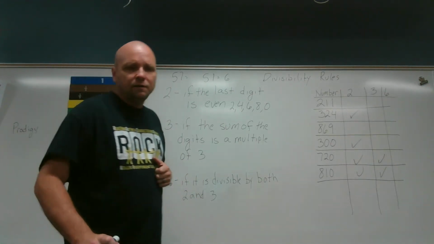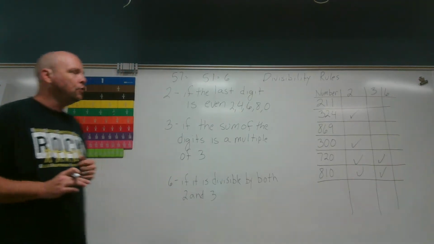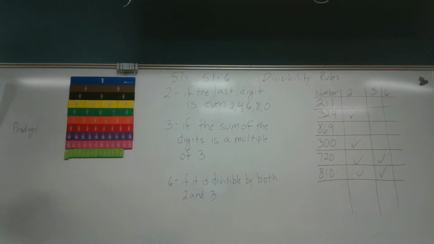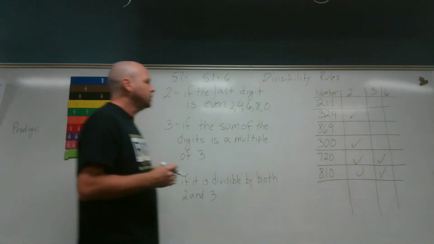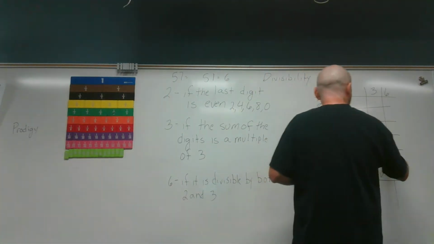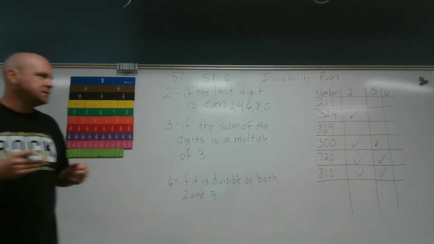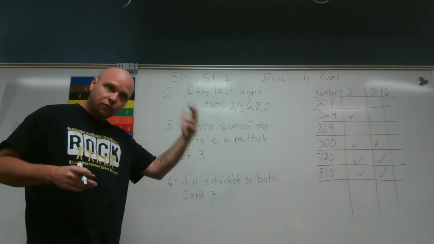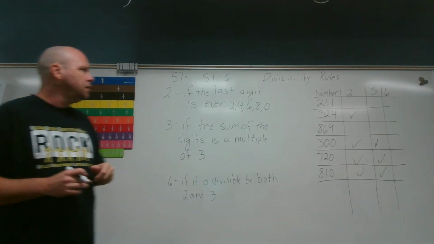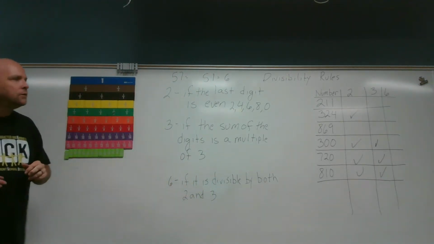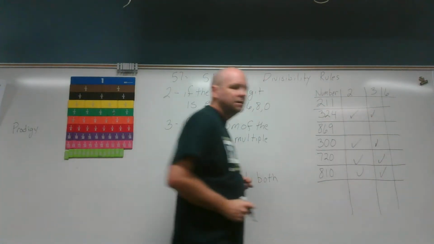Izzy is not here. We miss you, Izzy. Andrew, are there any others that are a multiple of 3? Drew, sorry. 300. What is the sum of the digits in 300? 3. And 3 is a multiple of 3. 3, 6, 9, 12, 15, so on and so forth. Jaron. 324. What's the sum of the digits? 9.